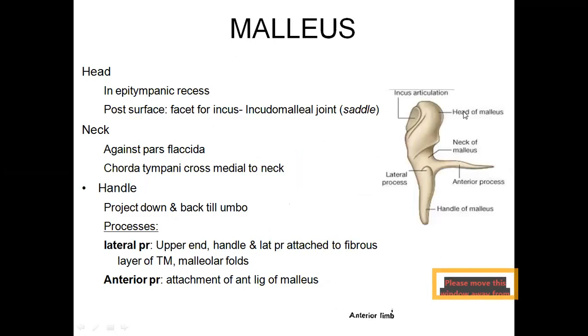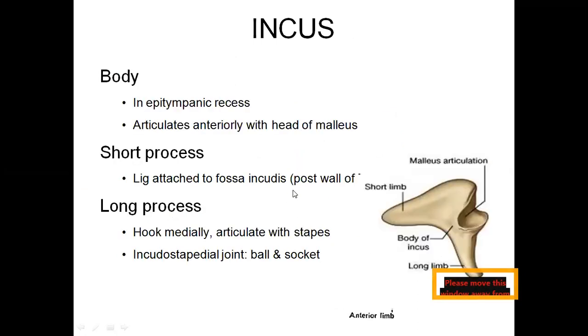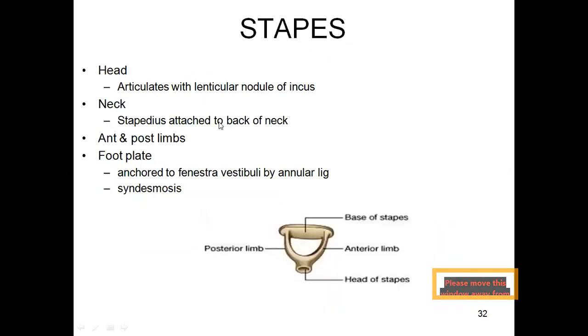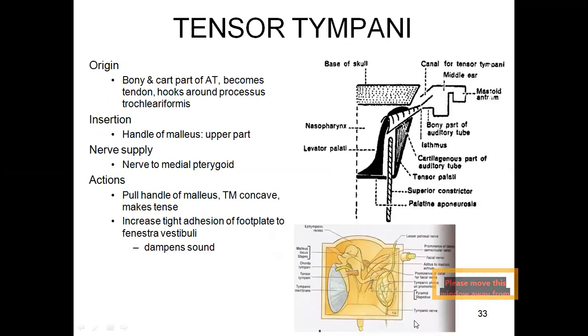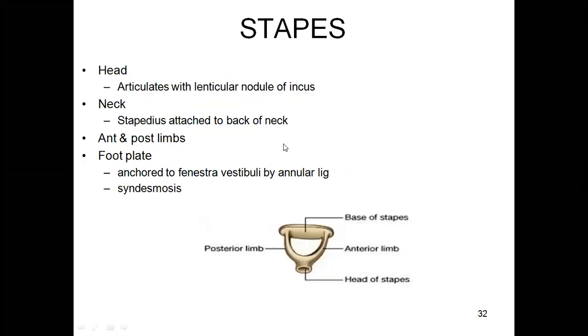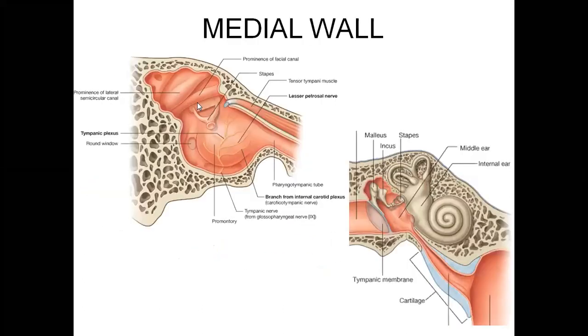internal ear. So these are the various parts which I have already discussed. You need not go into much detail. Inside the middle ear, we have two muscles. One is the tensor tympani and the other is the stapedius. The tensor tympani actually comes from the bony and cartilaginous part. So better we see the picture of this muscle first.